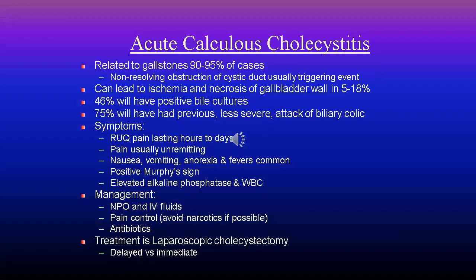As we said before, in acute calculous cholecystitis, 95% of cases are related to gallstones. And this leads to ischemia of the gallbladder in 5 to 20% of these patients. Half of these patients have a positive bile culture. Three quarters of these patients have had a previous attack of pain and biliary colic. Most of the patients complain of pain in the right hypochondrium, also dyspepsia, vomiting, and anorexia. Positive Murphy sign. What is a positive Murphy sign?